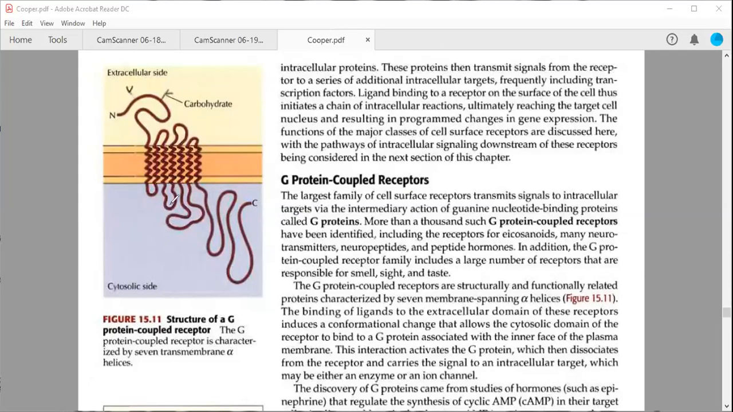Somewhere you may find it written that they are spanning 7 times. So 7TM is written for these GPCR molecules. These are 7 transmembrane helices, and they're called serpentine molecules. Somewhere it is written that it is serpentine.